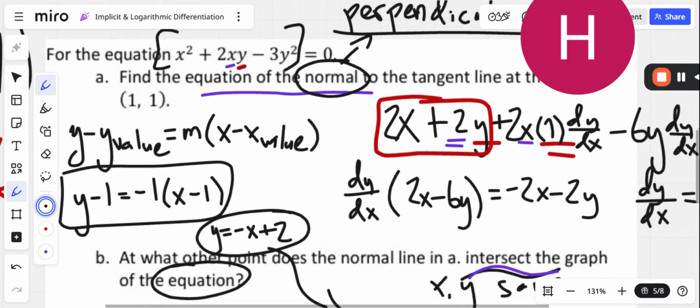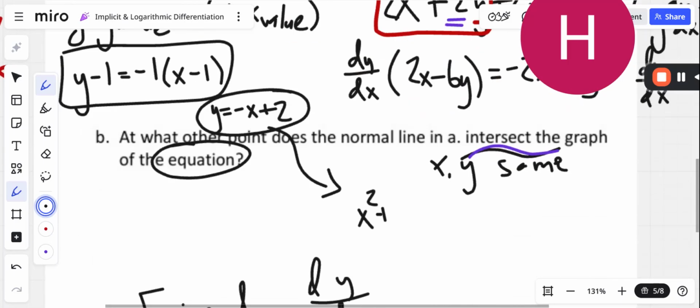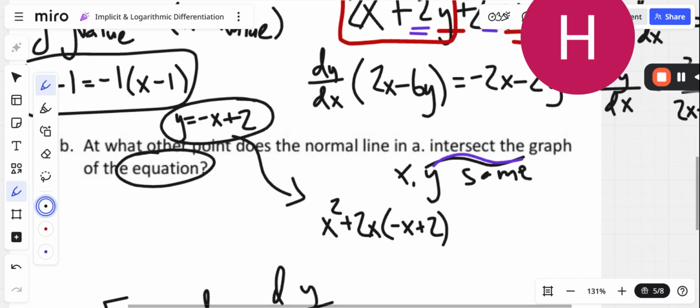Here we go. x squared plus 2x times y, but instead of y, I put negative x plus 2, minus 3 times negative x plus 2 squared equals 0. This will result in a quadratic equation, and we can solve that quadratic equation easily. What does this quadratic equation represent? It represents when this expression for y is intersecting with the equation. So when we find x or y values, they will be points where this line does intersect the equation.